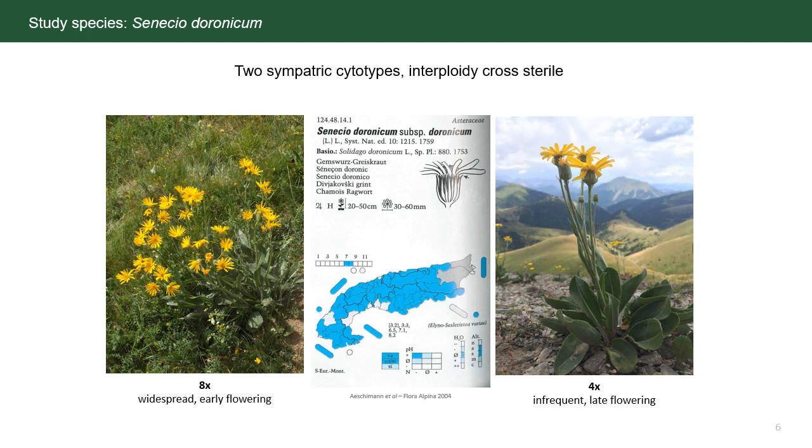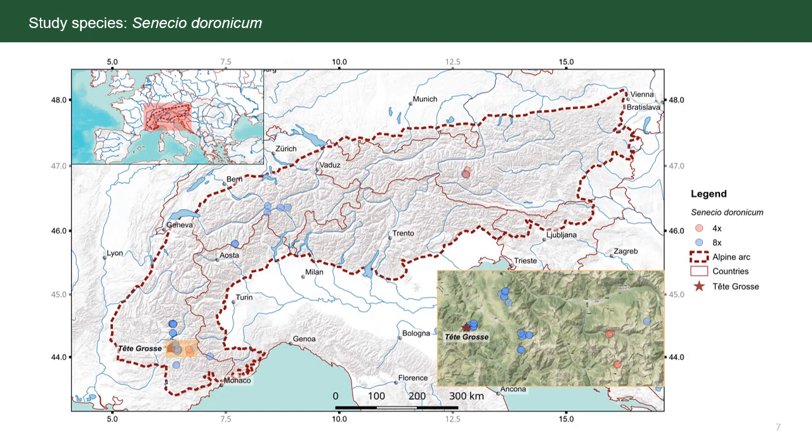So Senecio doronicum, as I mentioned, is our study species. This is a fairly common herbaceous plant from the montane to the alpine elevational zones, and it comes in two cytotypes: an octoploid that flowers earlier in the year and a tetraploid that is much rarer and flowers later in the year. The cross between these two ploidy levels is sterile, and the hybrids are very rare.